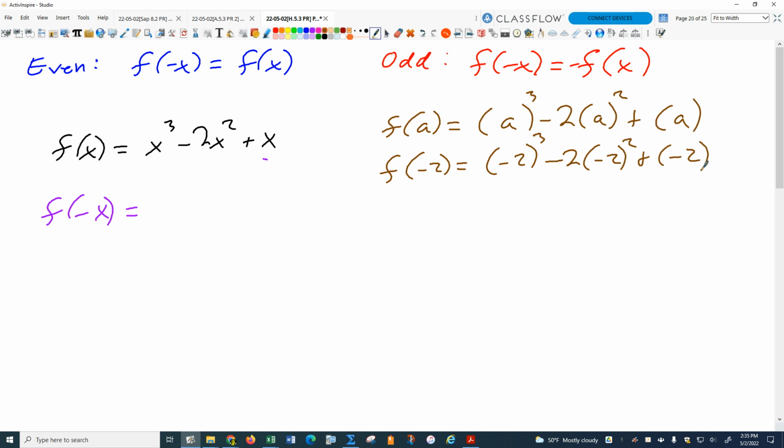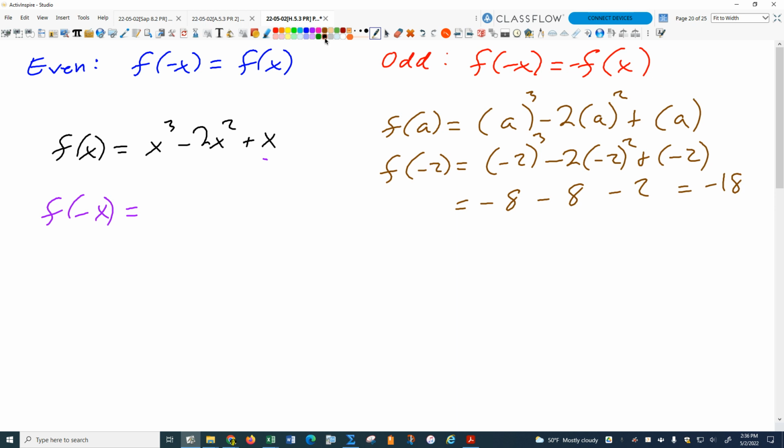And what would I get if I simplified that? What is the quantity -2 cubed? -8, right? I have to cube the -1 and cube the 2, because it's in parentheses. So I get -8. -2 squared is 4, times -2 is -8, and then plus -2 is minus another 2, so what I get is -18. Okay. All right, so now let's try f of -x.